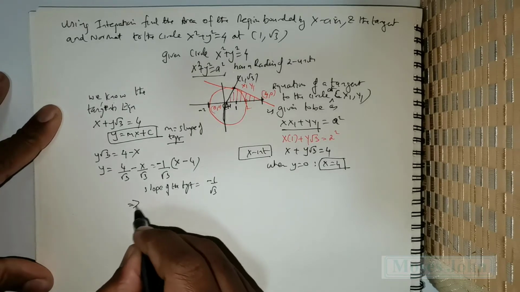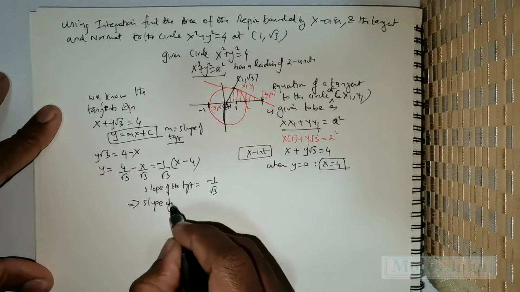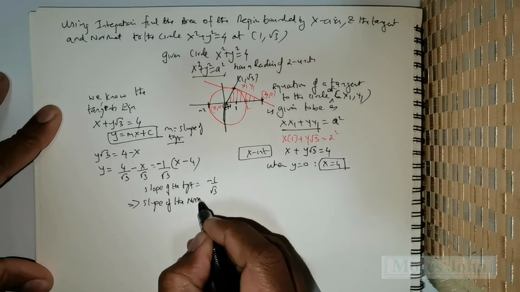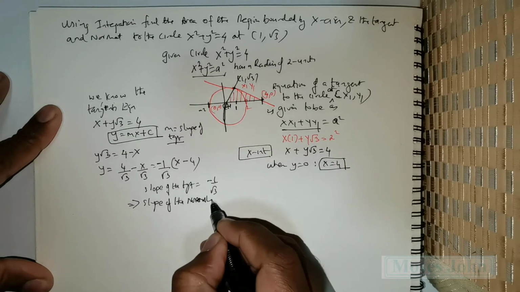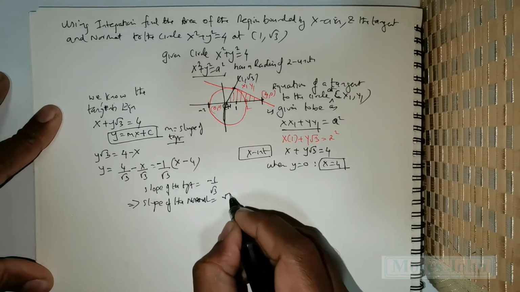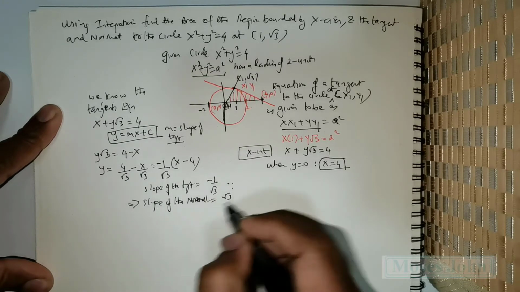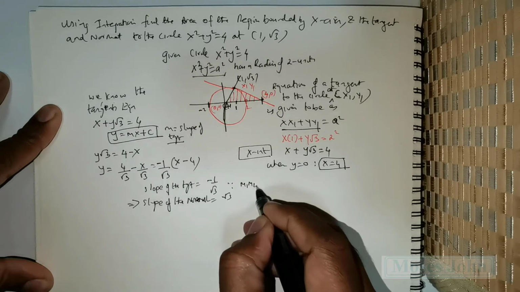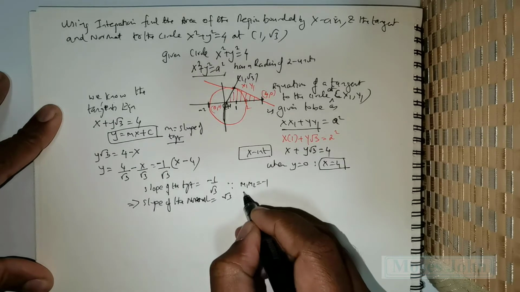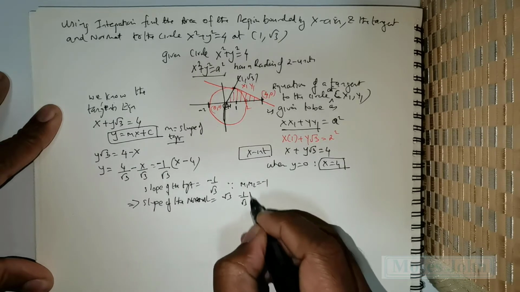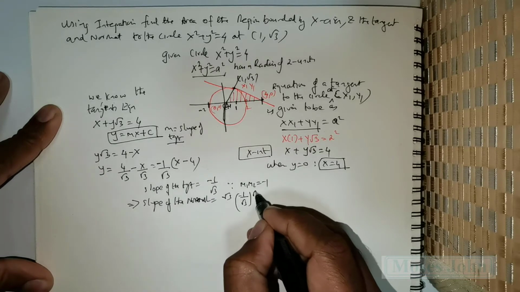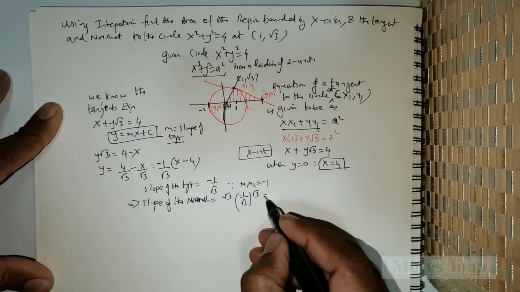Now this implies the slope of the normal would be equal to root 3. You know why? Because they are perpendicular to each other, so m1 times m2 should be equal to negative 1. Now if this is 1 divided by root 3 with a negative sign, then m2 should be root 3, so that their product will be negative 1.